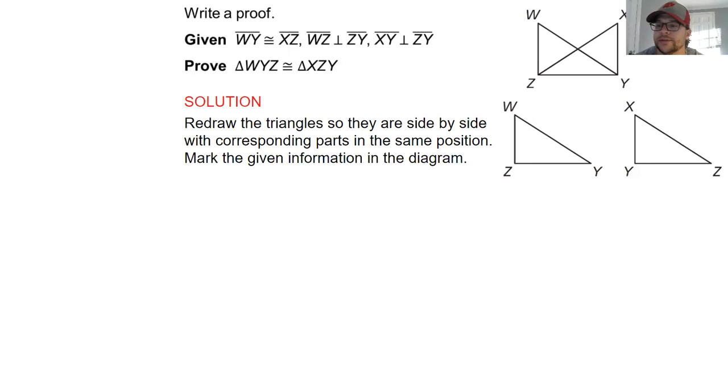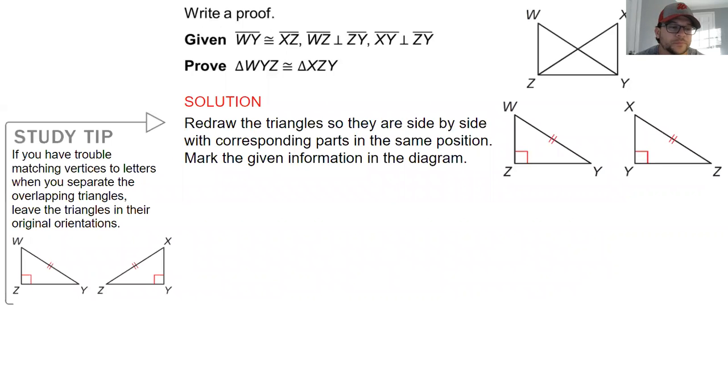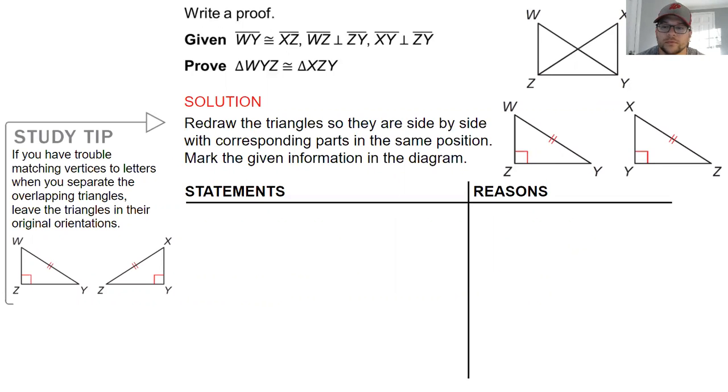So WY is congruent to XZ is that first one. Then, given that these two sides are perpendicular, that means they're going to form 90-degree angles. And same thing over on the other triangle. So let's go to our two-column proof. Write our given statements. You should have three given statements.